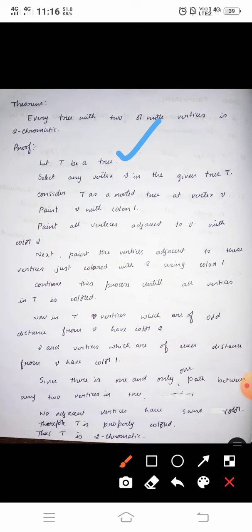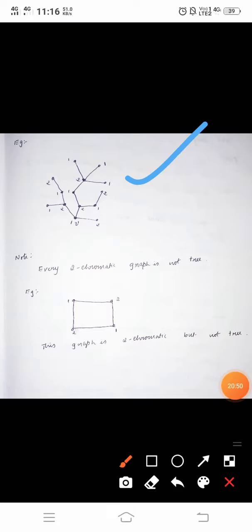And considering V as a root of that tree T. See here, the example, this is a tree, right? A circuitless connected graph. Here, this vertex I am taking as a root.